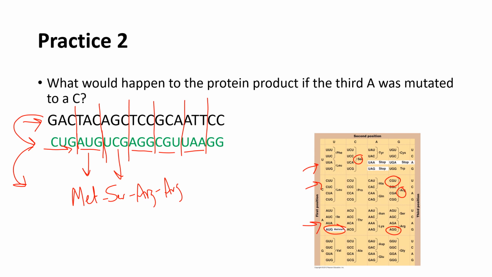Now this mutation is if the third A was mutated to a C. So third A, 1, 2, 3. And if this was mutated to a C. So now it's no longer an A, it's a C. So this would not be a U, it would be a G. So now this codon is GCG. So GCG is an alanine. So that would convert this serine to an alanine.